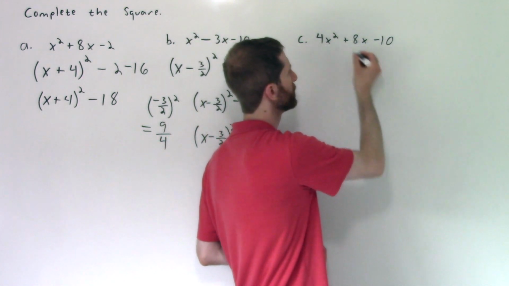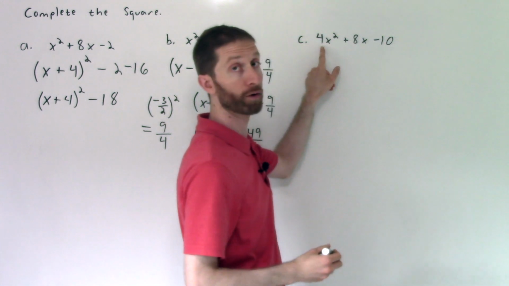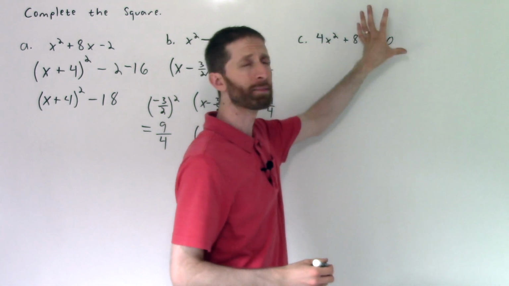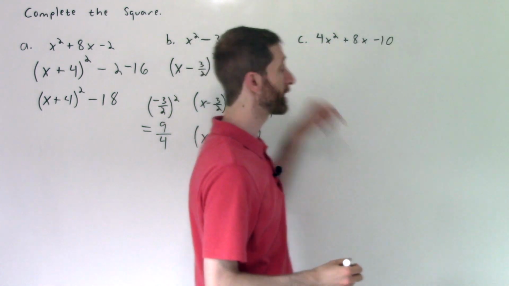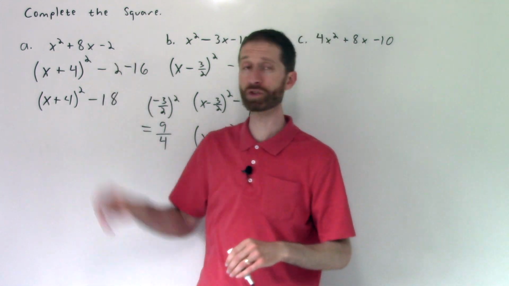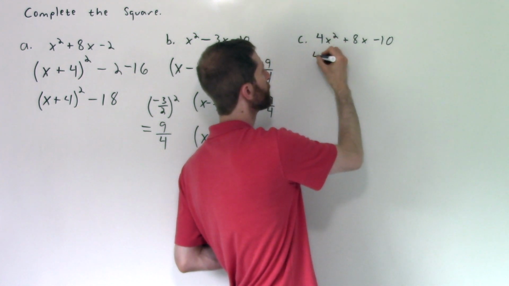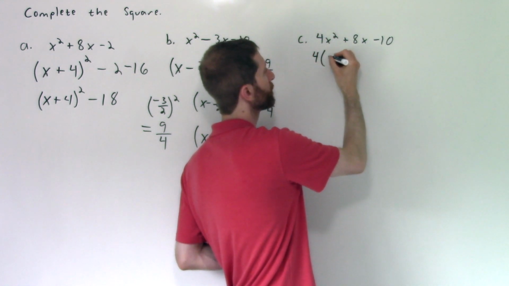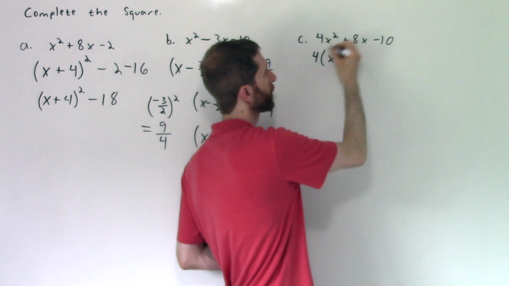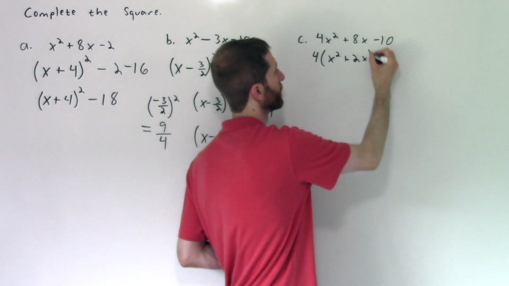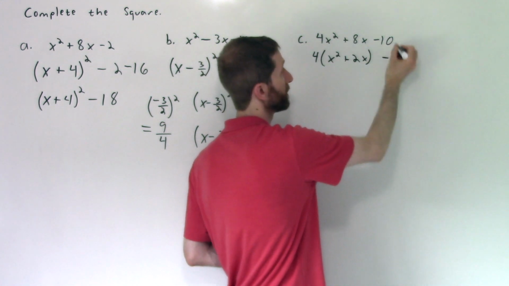What we first need to do is actually factor out this coefficient from the first 2 terms. Again, the -10 is on its own, just like the -10 was on its own there and the -2 was on its own there. So the -10 doesn't concern us. We want that to be 1. So we factor out 4 and you're left with x squared plus 4 goes into 8 twice. And then -10 is left out here.